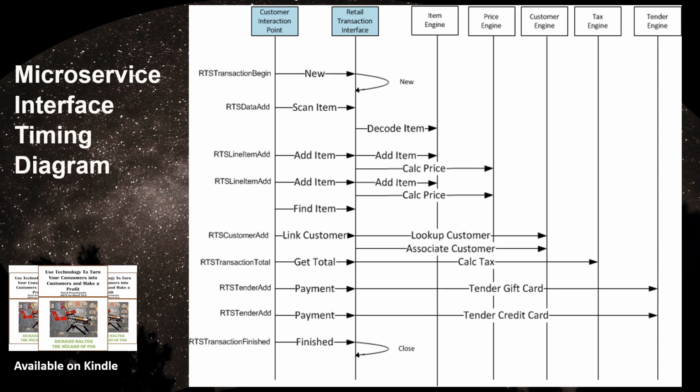You decide you want to tender it. You can now pay for it with a gift card or with a credit card. And finally, the transaction is finished and closed. Each of these becomes a separate microservice in and of itself.